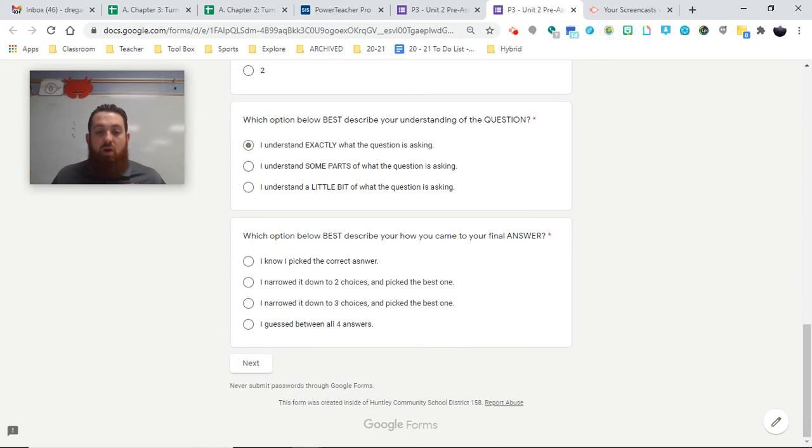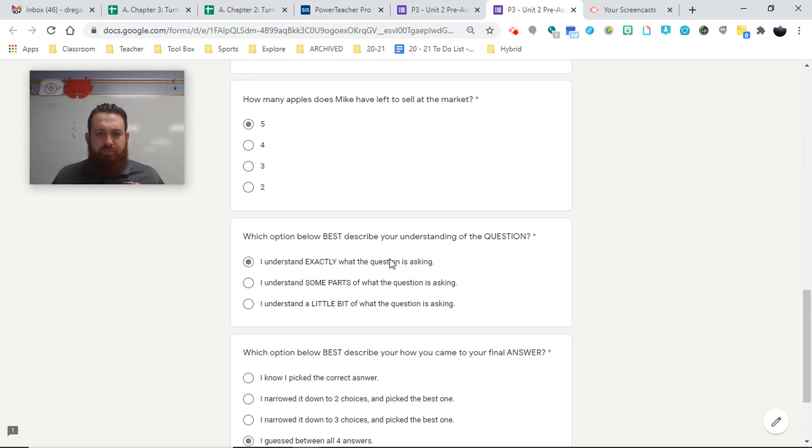And then below that one, we have which option below best describes how you came to your final answer. So this one is what your understanding about the question is. This one is how did you come to your answer? So I know I picked the correct answer. I narrowed it down to 2 choices and I picked the best one. I narrowed it down to 3 and picked the best one. I guessed between all 4. Now notice if you guess between all 4, that's okay. Again, we're asking you to be honest as you complete this and as you go through each of the questions.